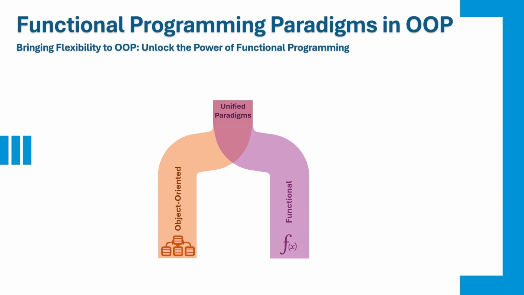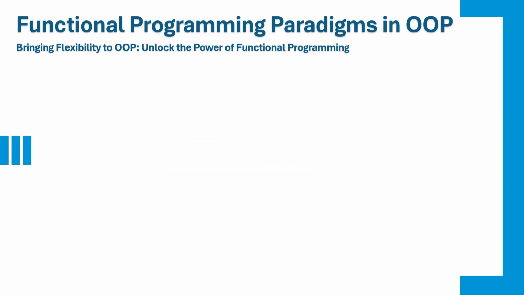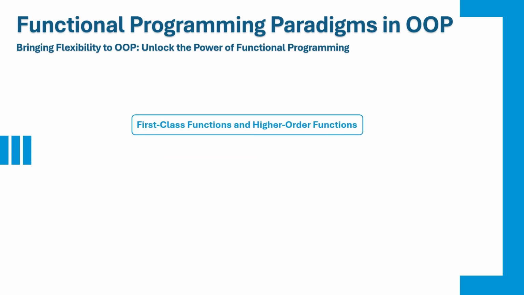In this section, we'll dive into functional programming paradigms in OOP and explore how concepts like first-class functions, higher-order functions, and immutability are making OOP more powerful and expressive. Now, let's begin by exploring one of the key principles of functional programming, first-class functions, and how they empower us to write cleaner, more flexible code within object-oriented languages. We'll also see how this leads to the concept of higher-order functions, which allow us to treat functions as data, passing them around just like variables.